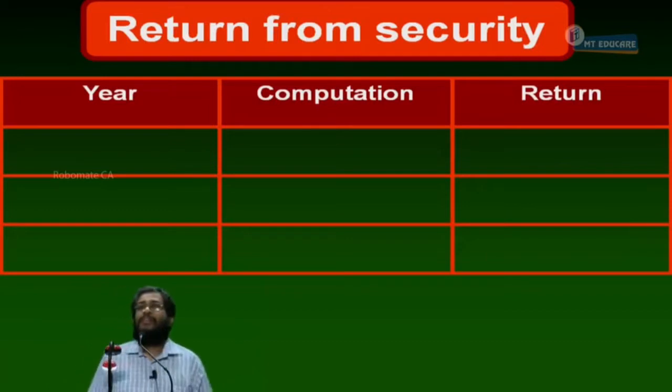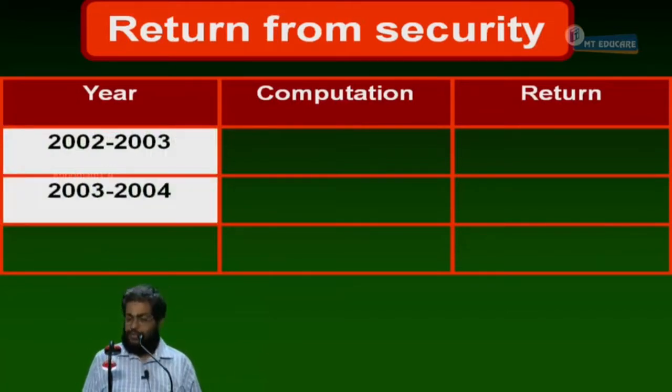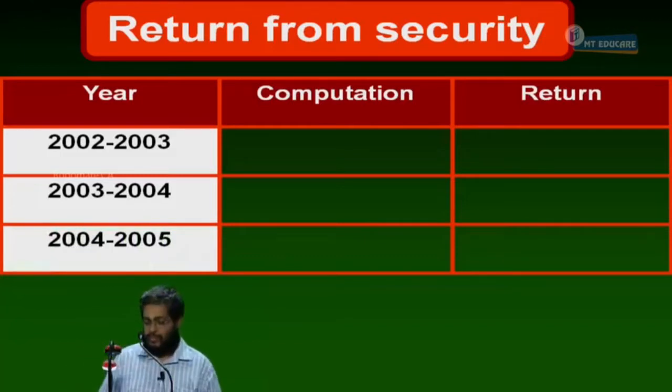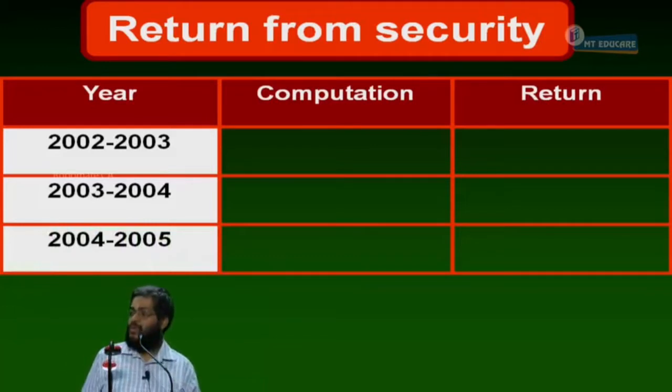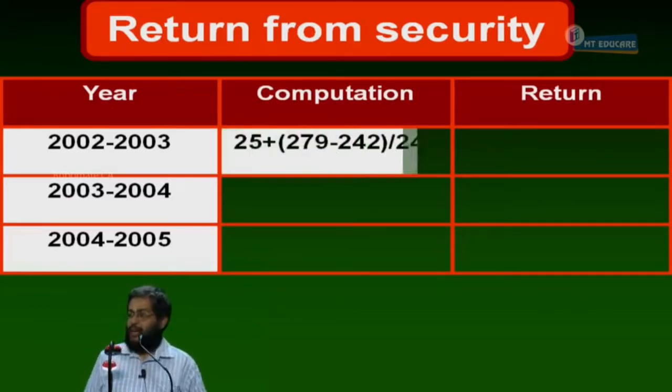Can I proceed? First year, what is the first year? 2002-2003, 2003-2004, 2004-2005. Okay, computation. In 2002-2003, I bought the share at what price? 242. Now I can sell it at how much? 279. What is the dividend of this year 2003? 25. Don't say 2020 is the previous one. This is 2003, and the dividend is 25.